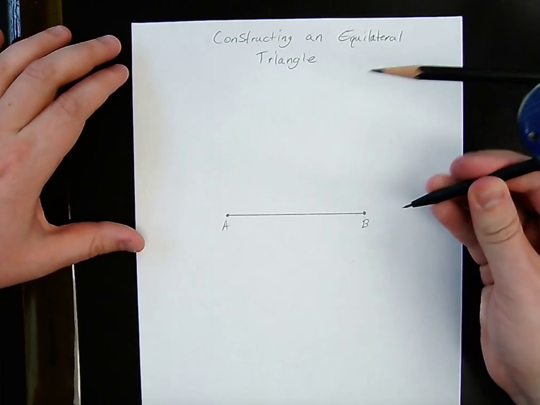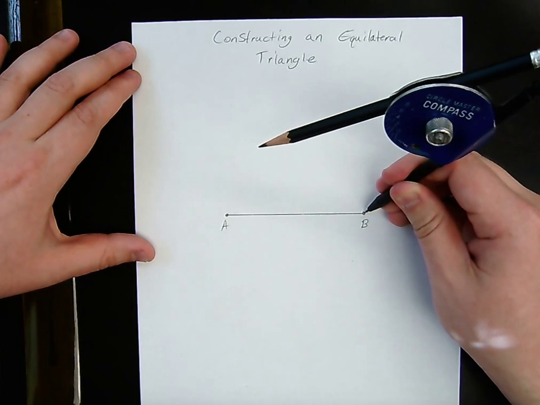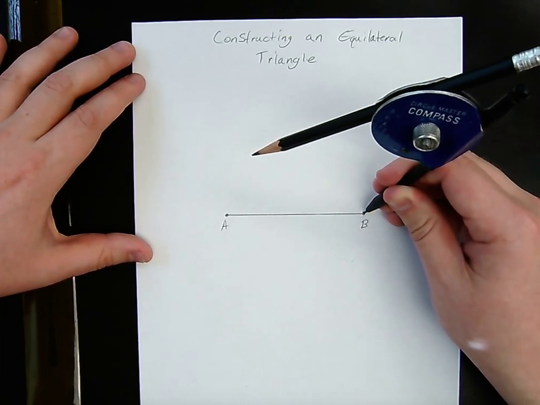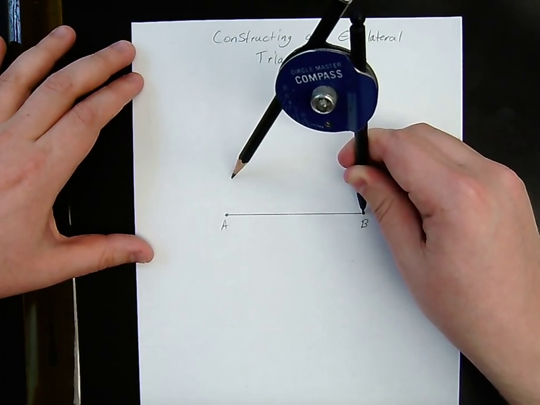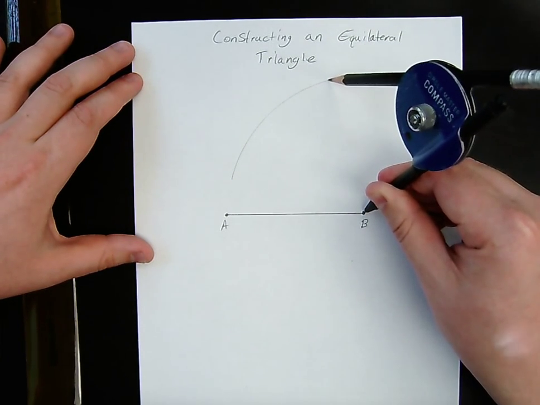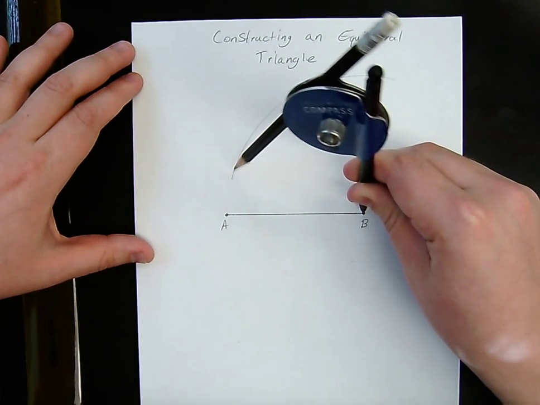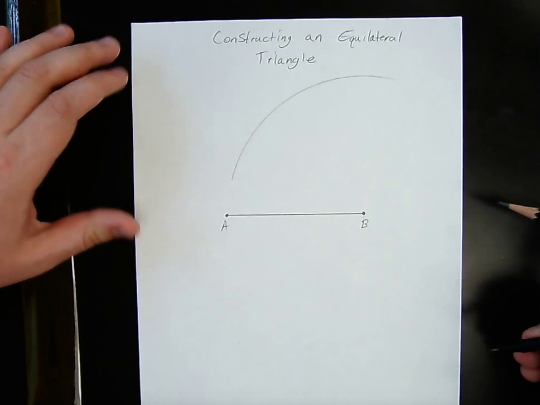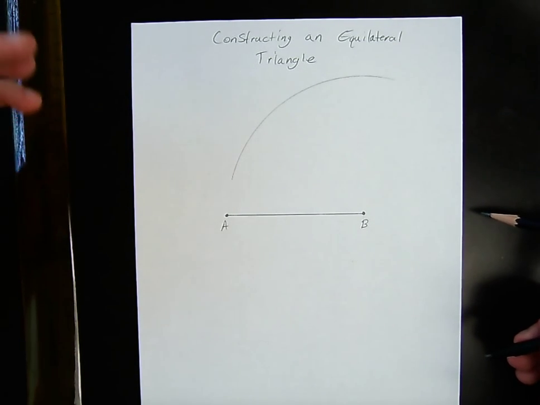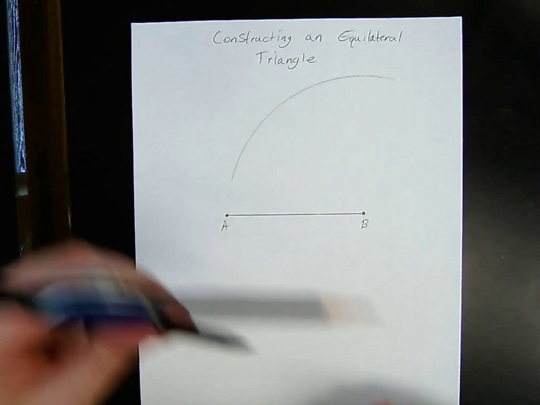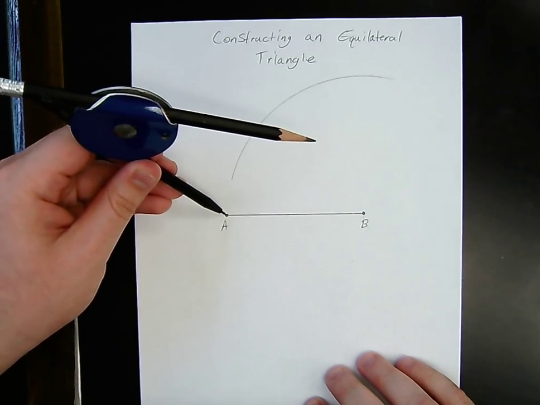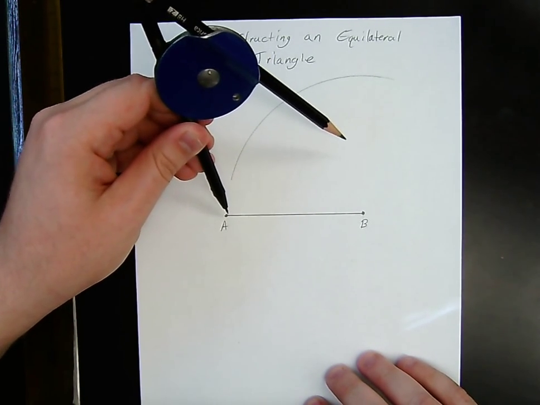Now that I have this length, I want to create an arc from both endpoints of the line segment. So what I'm saying is this is all of the places where if I were to connect it to point B, I would have the same distance as AB. Well, I'm trying to build a specific kind of triangle here, so what I want to do is do the exact same thing on the other side, and I should get an overlap if I've done it correctly.